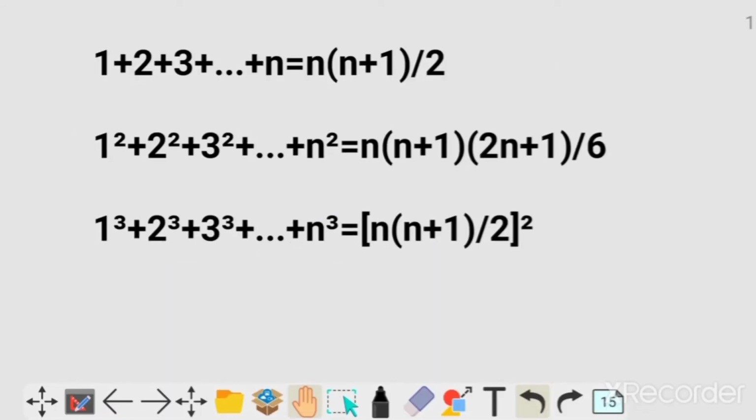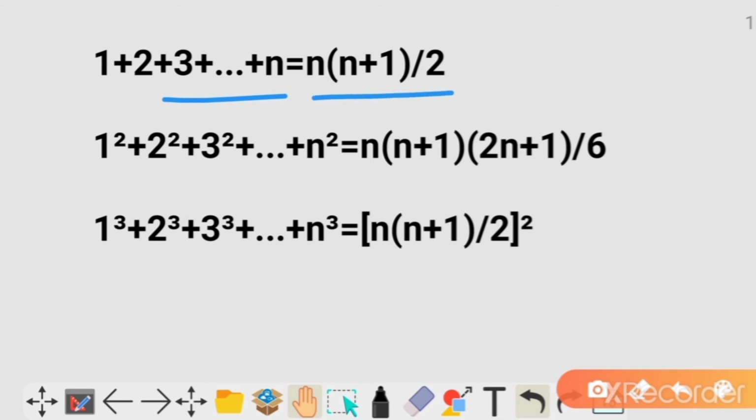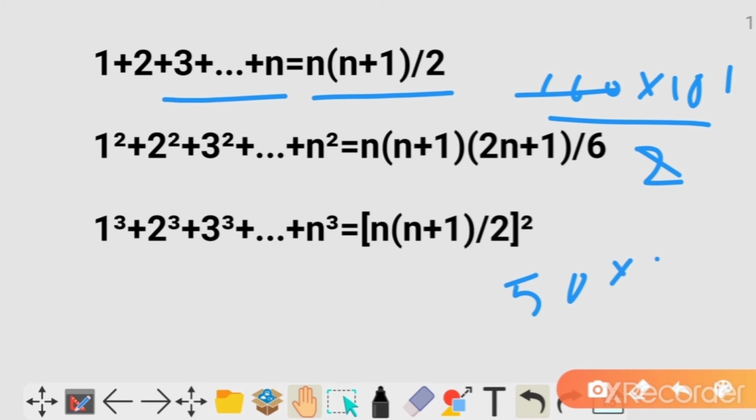Now I'm going to share 3 more formulas with you that may help you to solve your problems related to arithmetic progression. The first is the Carl series, 1 plus 2 plus 3 plus dot dot n. The sum of this series will be n into (n plus 1) by 2. If we put 100 in place of n, it will give us 100 into (100 plus 1), that means 101, by 2. That means it gives us 50 into 101, which is what Carl actually did in his class.